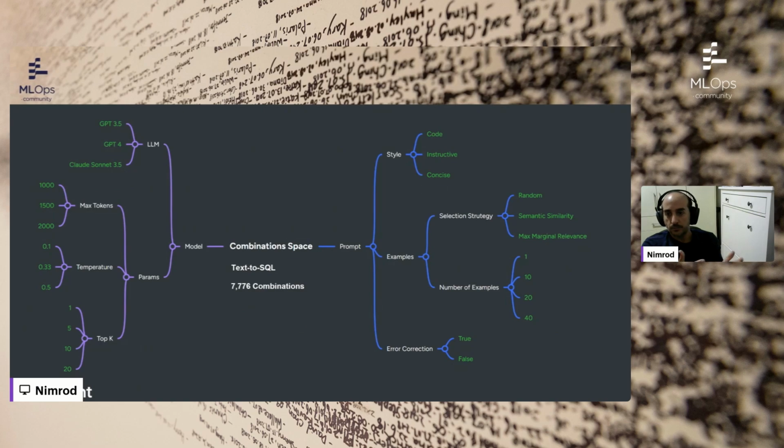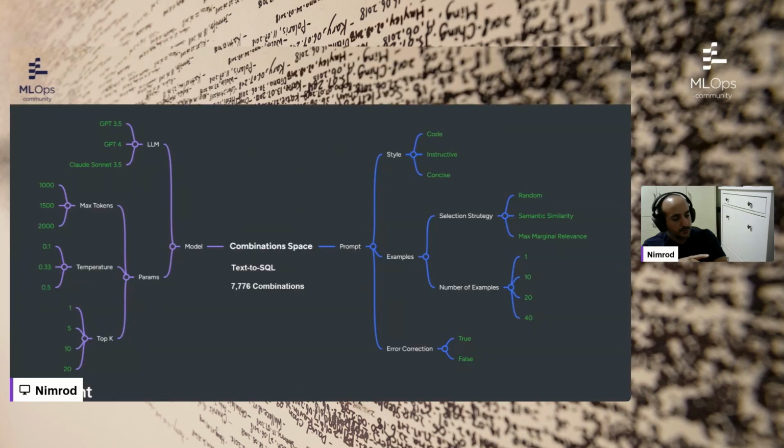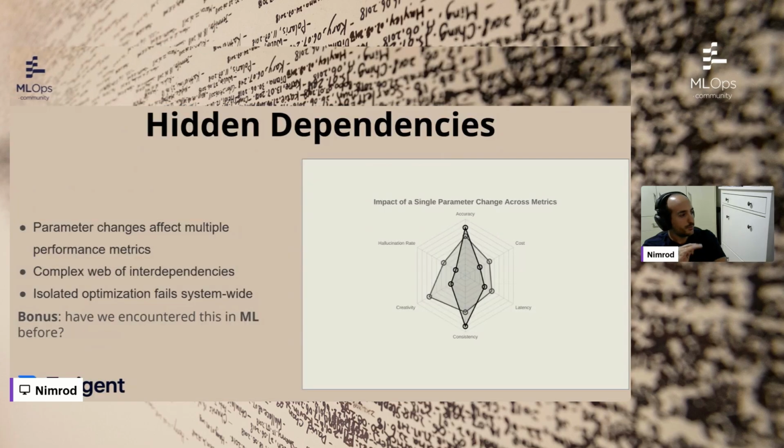Error correction. We thought adding a second round of fixing an issue if the query was incorrect would be an effective way to get queries to work. And all the other parameters that you would typically see in an LLM: which model, which temperature, top K, and so on.